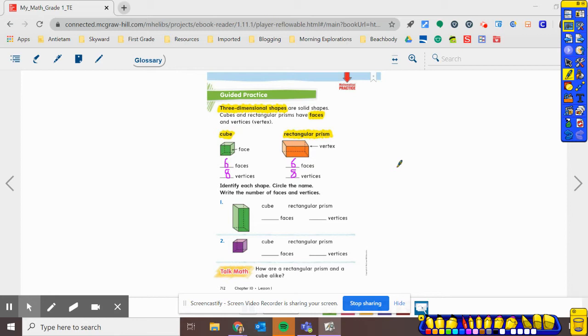I'm noticing something about these two shapes and the numbers of faces and vertices that they have. What do you notice about them? They are the same. They both have 6 faces and they both have 8 vertices. So first grade, how do I know the difference? Well, I want you to look at them. What do you notice about this face on the rectangular prism and this face on the cube? What shapes are they?